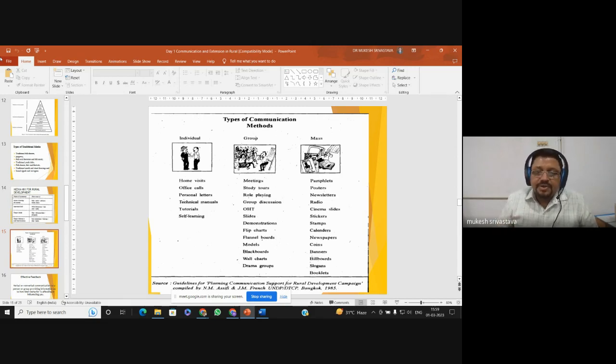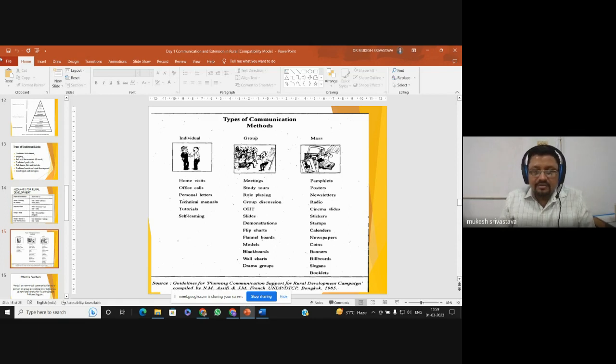You can use flip charts, boards, models, blackboards. Obviously, on the blackboard you can make them draw different kinds of pictures. If you have some data, you can show that data to them, with wall charts, drama groups. So these are the different group methods.